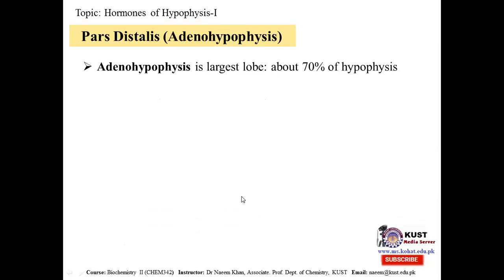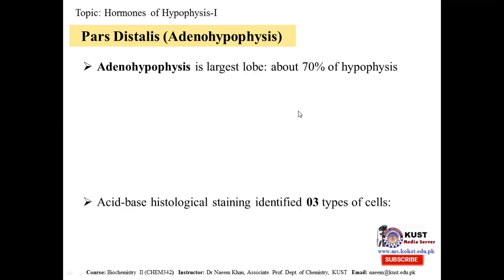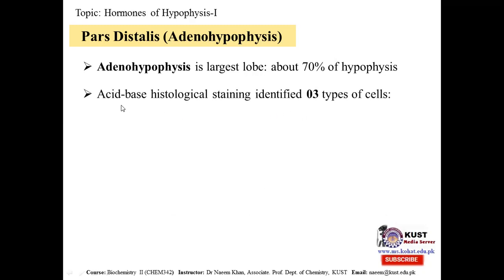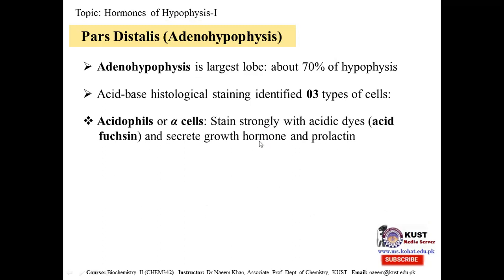Starting with the pars distalis, that is the anterior lobe of the hypophysis. This is the largest lobe, making up about 75% of the hypophysis. On the basis of histological analysis, three types of cells can be identified here. One is the acidophils, or alpha cells, which stain strongly with the acid dye, acid fuchsin, and secrete growth hormone and prolactin.